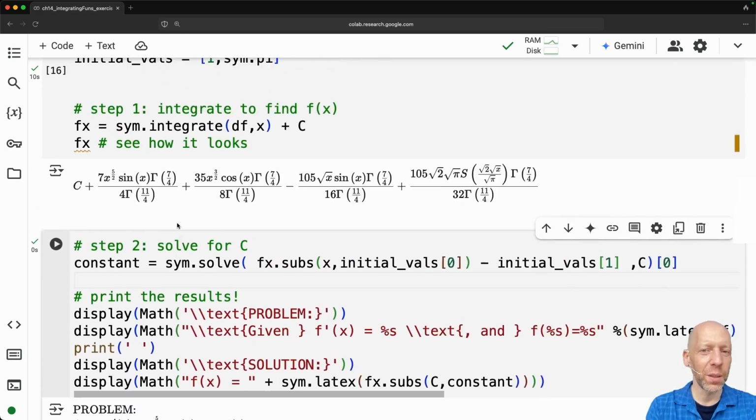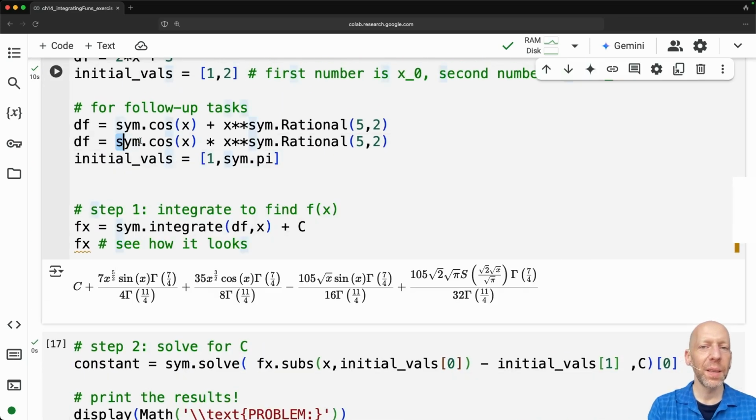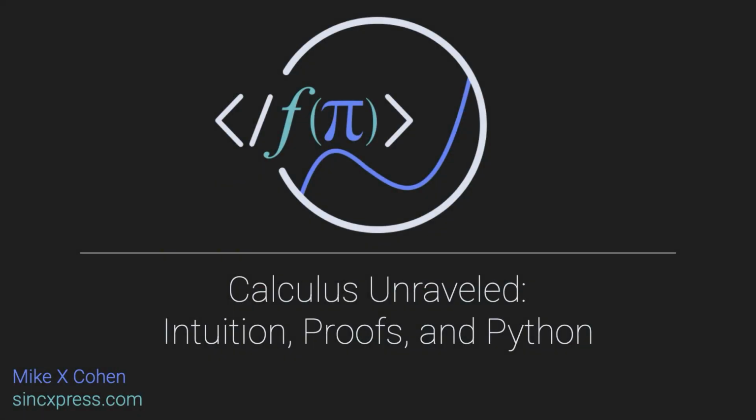What I wanted to show you here is how even seemingly simple functions, when you integrate them, can become really complicated and really difficult to integrate. This is a huge difference between differentiation and integration. Differentiation is generally much easier to do than integration, and this is one example of that.